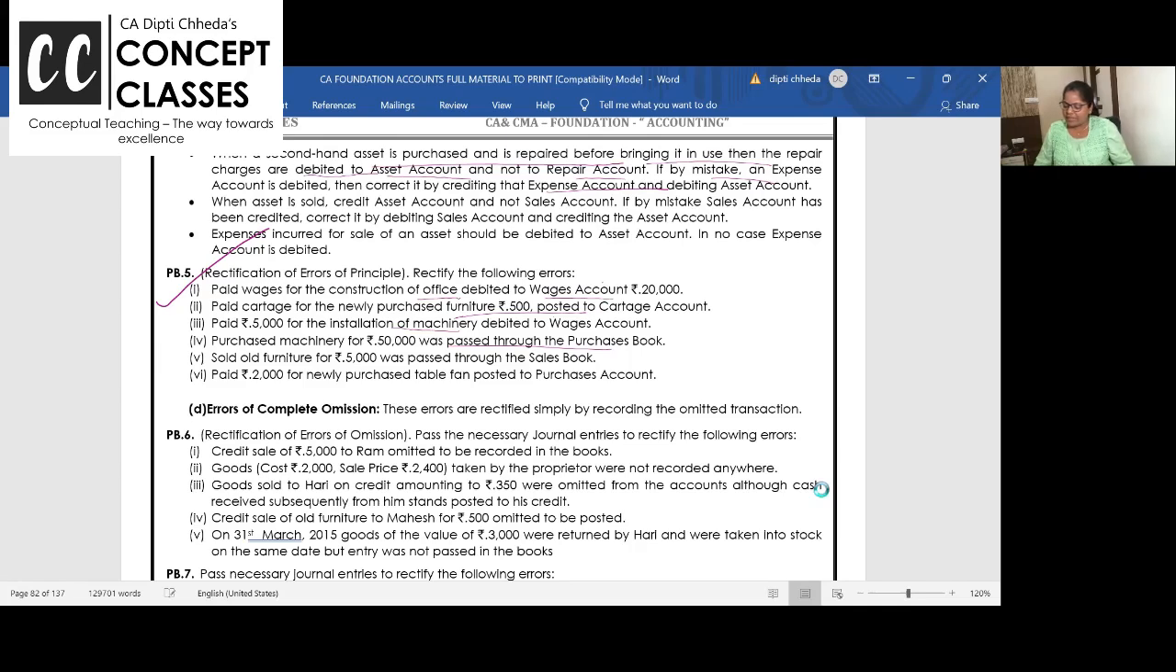Old furniture 5,000 was passed through the sales book. If you have sold the furniture, furniture is the real account. Debit what comes in, credit what goes out. Furniture is going out. So furniture should be credited, not sales. So furniture credited, sales debited. I hope it's very, very easy. So fifth problem, we are doing it in class now. Chalo, shuru karte hain.